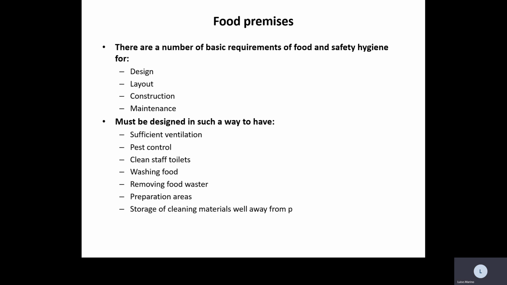So food premises, there are a number of basic requirements for food safety and food hygiene, and these take into consideration the design. So you can't have your waste disposal, you can't have your raw food next to your cooked food. So they think about layout, they think about construction, and they think about maintenance. So they must be designed in such a way that you've got sufficient ventilation, pest control, clean toilets, you've got an area to wash food, you've got an area to move food waste, and you've got preparation areas, and you've got storage of cleaning materials that are well away from food production.